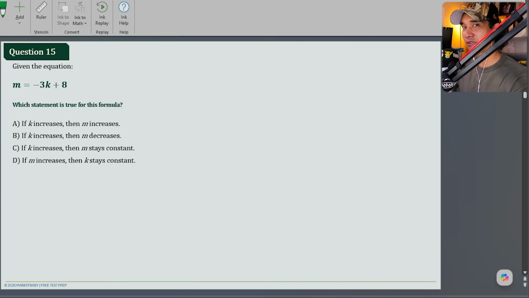Question number 15. All right, when am I going to take a break? I don't know. We're just going to keep on going. M is equal to -3k plus 8. Which statement is true for this formula? Okay, this is an if-and-then statement question. So, if k increases, then m increases.